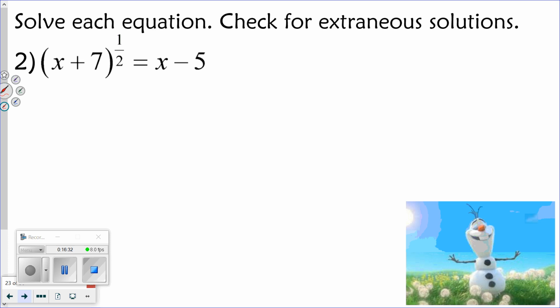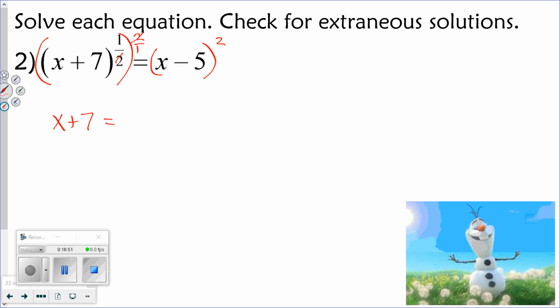So what do I do? Good, I'll square both sides, right? Raise this to its reciprocal, 2 over 1 or just 2. That way that cancels. I have just x plus 7 equals x minus 5 squared.